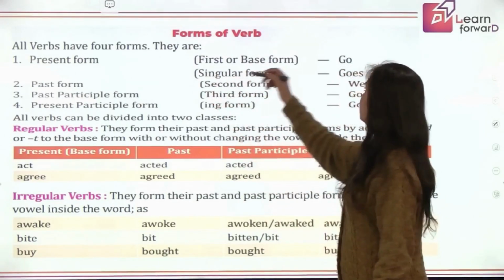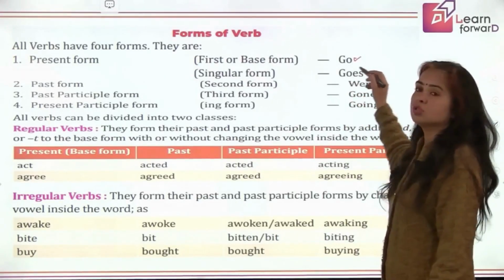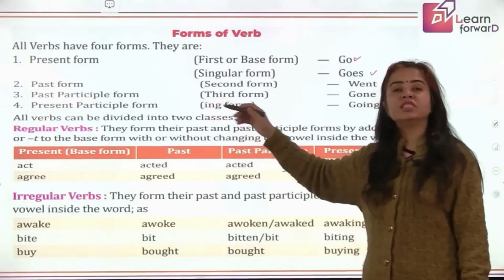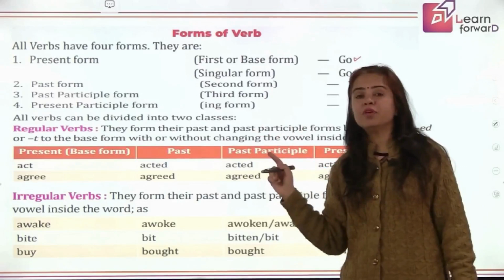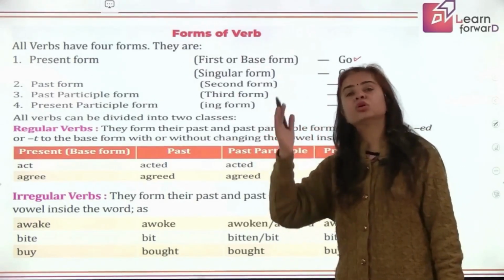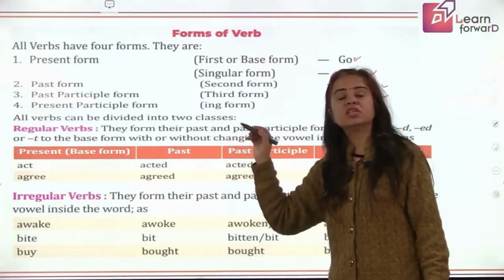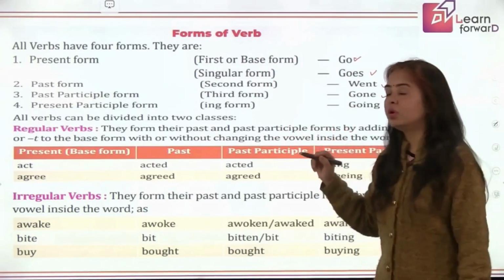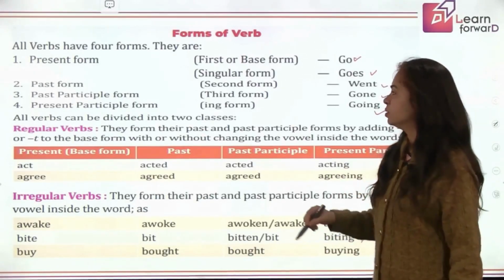Like for the present form, we say go, and sometimes we say goes also. Both of them are the present form of the verb. For the past form, we say went. Then the past participle form is the third form, and it is gone. Go, went, gone. And when we talk about the present participle form, we just add ing to the first form, which gives you going. So going is the present participle form of verbs.